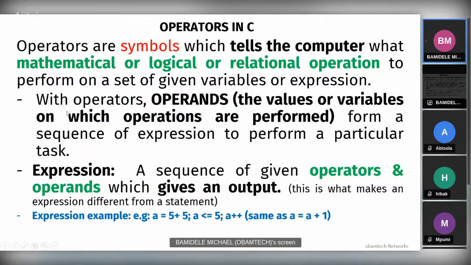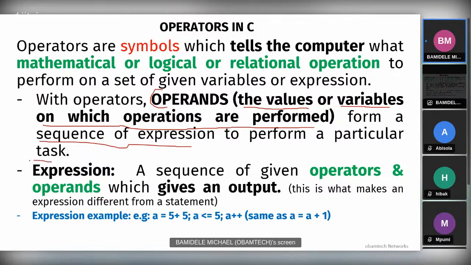Now with operators, when we are using operators, we have operands. And what are operands? The values or variables on which the operation is going to be performed. Operands are the variables which operations are performed upon. So, operators and operands form a sequence of expression to perform a particular task.